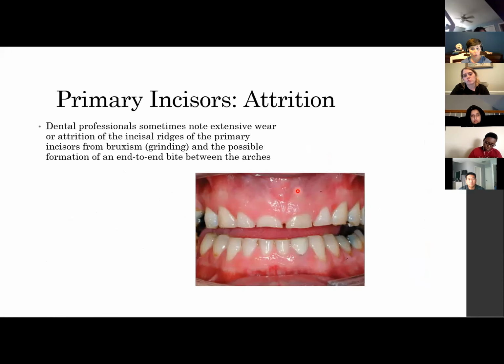This is an image of attrition in baby teeth. Dental professionals sometimes note excessive wear or attrition on the incisal edges or ridges of the primary incisors due to bruxism or grinding, and the possible formation of end-to-end bite. So again, we'll talk about occlusion next week, but end-to-end is when the molars bite cusp to cusp or the edges come together.